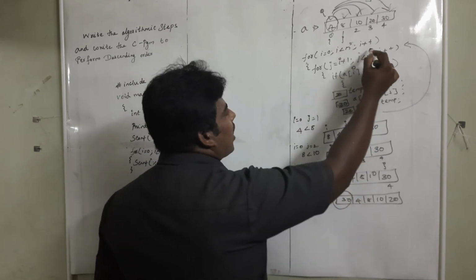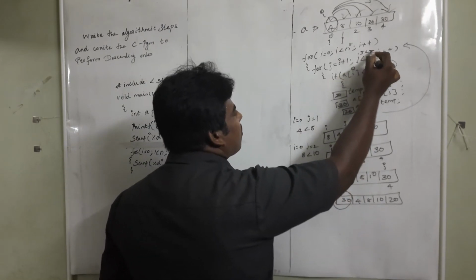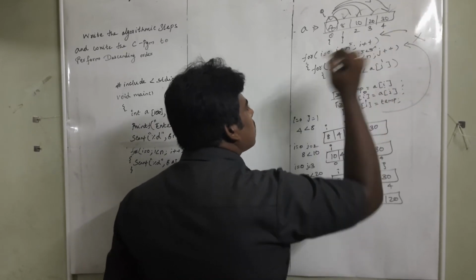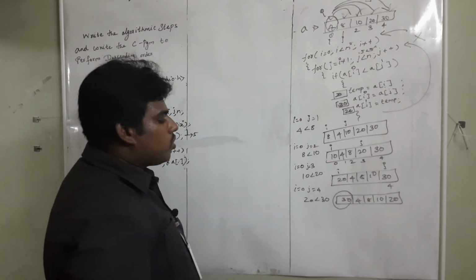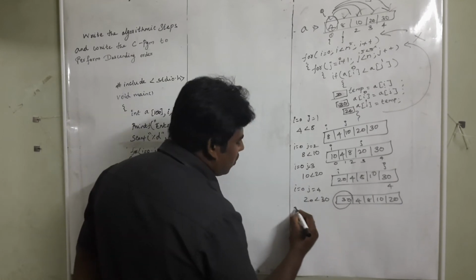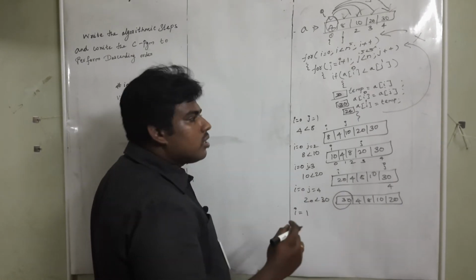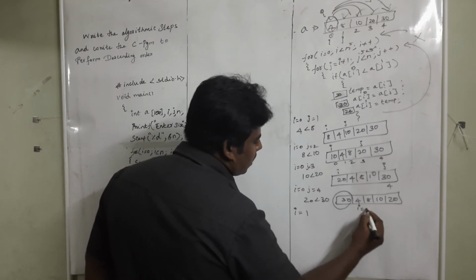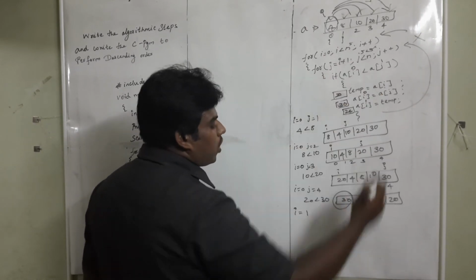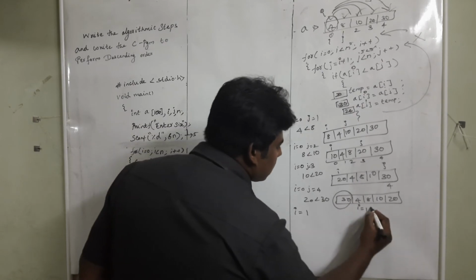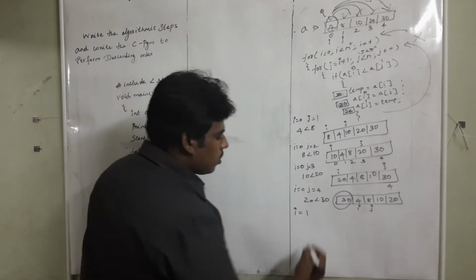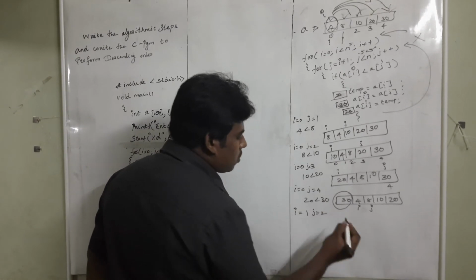What will happen? J value is 5. 5 less than 5, condition false. Once this condition is false, outer loop will be executed. Now i value equal to 1. Then what about j value? If i value equal to 1, what is j value? J equal to j plus 1. This is j, this is i. Okay, now j equal to 2.